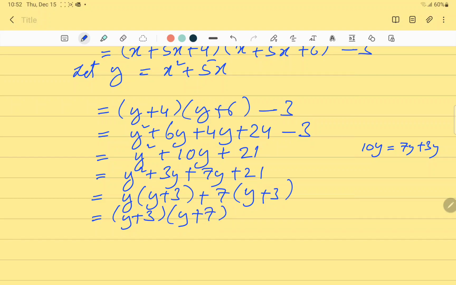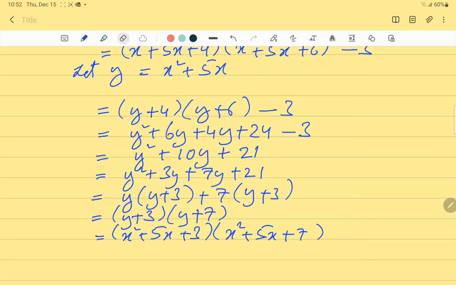Now we are going to replace the value of y which we have assumed in the beginning, which was x squared plus 5x. So it will be (x squared plus 5x plus 3) into (x squared plus 5x plus 7), which is the answer of this question.